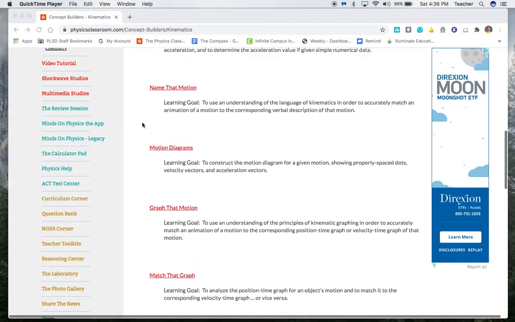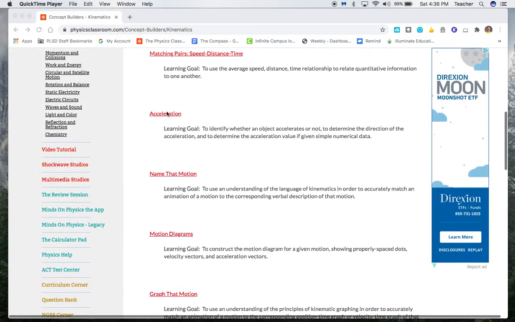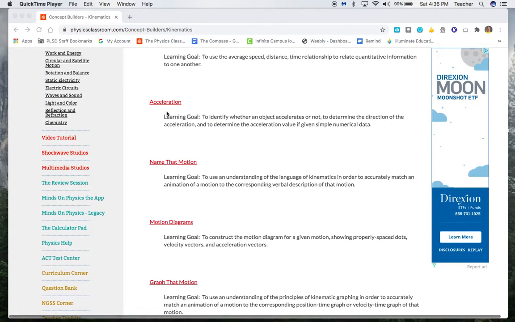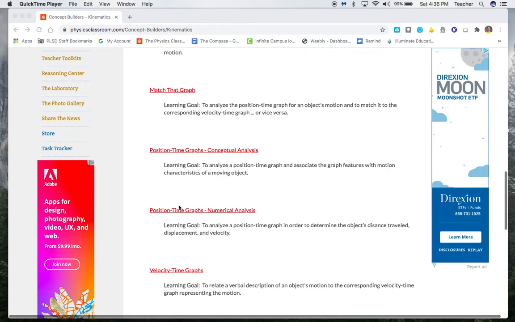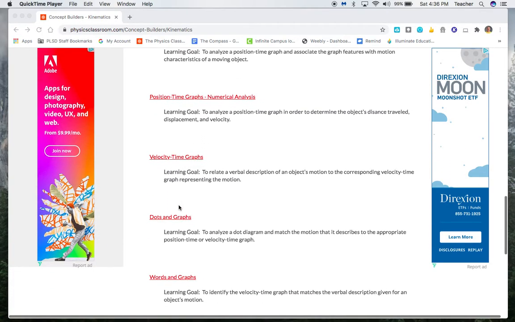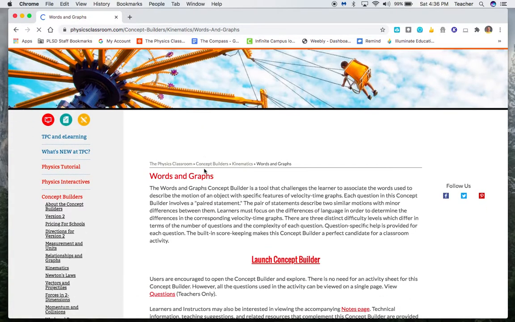Okay, so when you click on the link to the Physics Classroom, make sure you log into your account so that your email registers, so that when you complete an activity or a task, it'll know who you are, and that score is then recorded automatically in the Physics Classroom. You don't have to take pictures and send them to me or anything like that. So this activity is Words and Graphs, this Concept Builder.